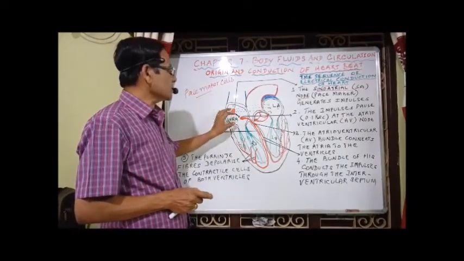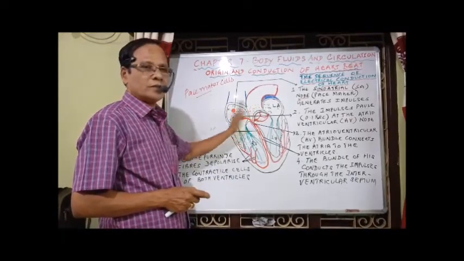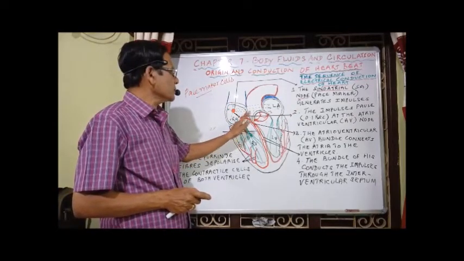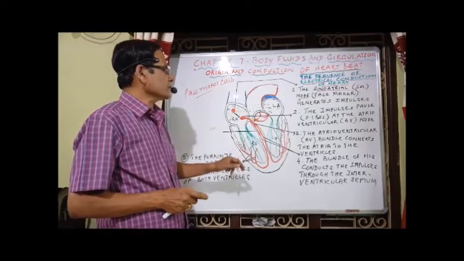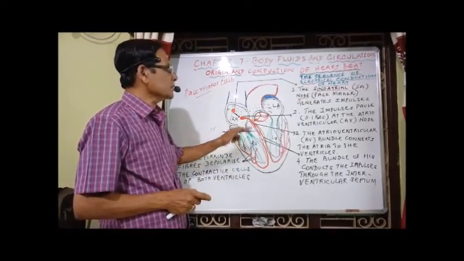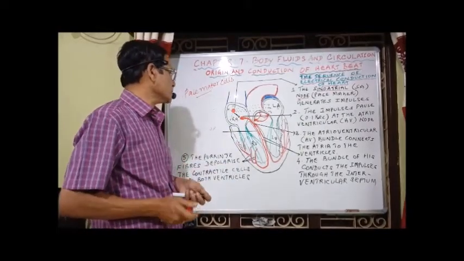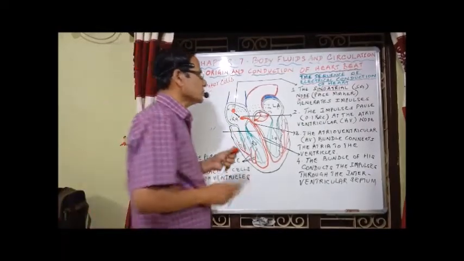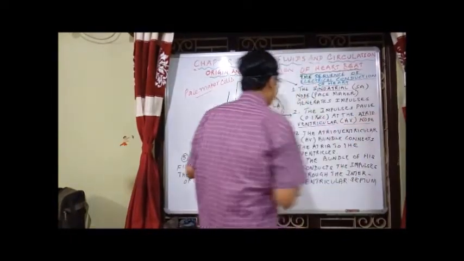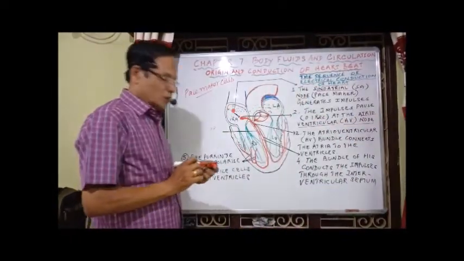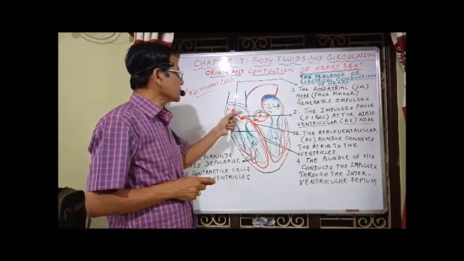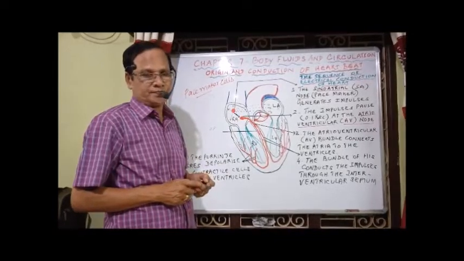This is the right atrium, and this is the left side of the right atrium. The node is located just near the left side of the right atrium. As it is present between the atrium and ventricle, it is called the atrioventricular node. A node of tissue present towards the left side of the right atrium.